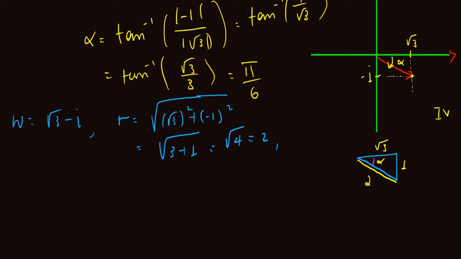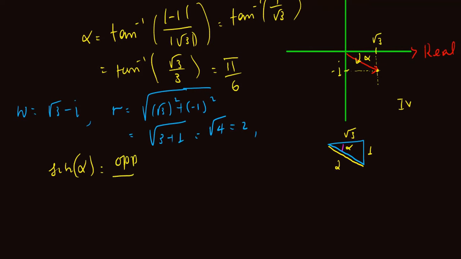This is square root of 3, this is the length, and this one is 1, absolute value. So the sine of alpha is opposite divided by hypotenuse. The opposite to alpha is the length 1, divided by the hypotenuse, which is 2, the modulus. So sine of alpha is 1 over 2, so alpha will be the sine inverse of 1 over 2, which is pi over 6, which is 30 degrees.